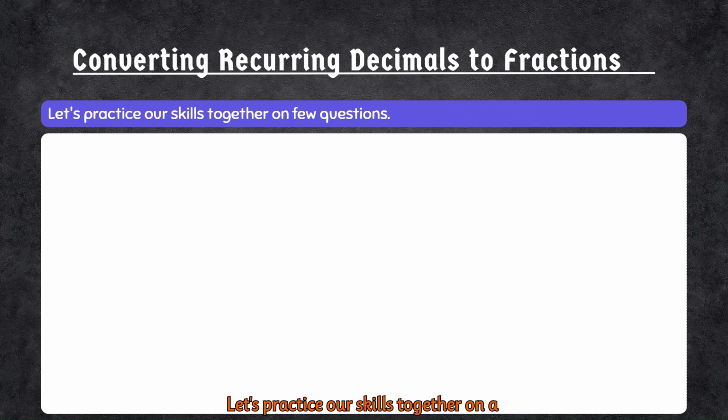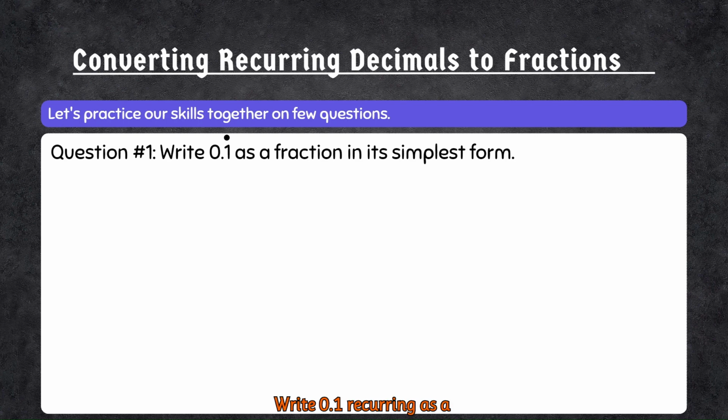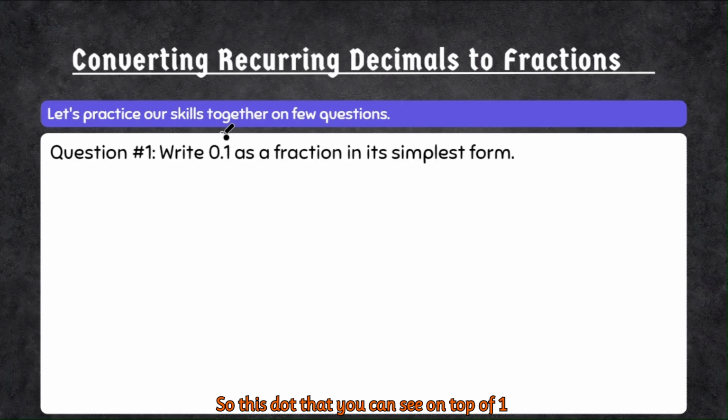Let's practice our skills together on a few questions. Question 1. Write 0.1 recurring as a fraction in its simplest form. So this dot that you can see on top of 1 shows that this digit is recurring. To start off with, we're going to take 0.1 recurring. That will equal x. So x is equal to 0.1111, and this will be recurring.